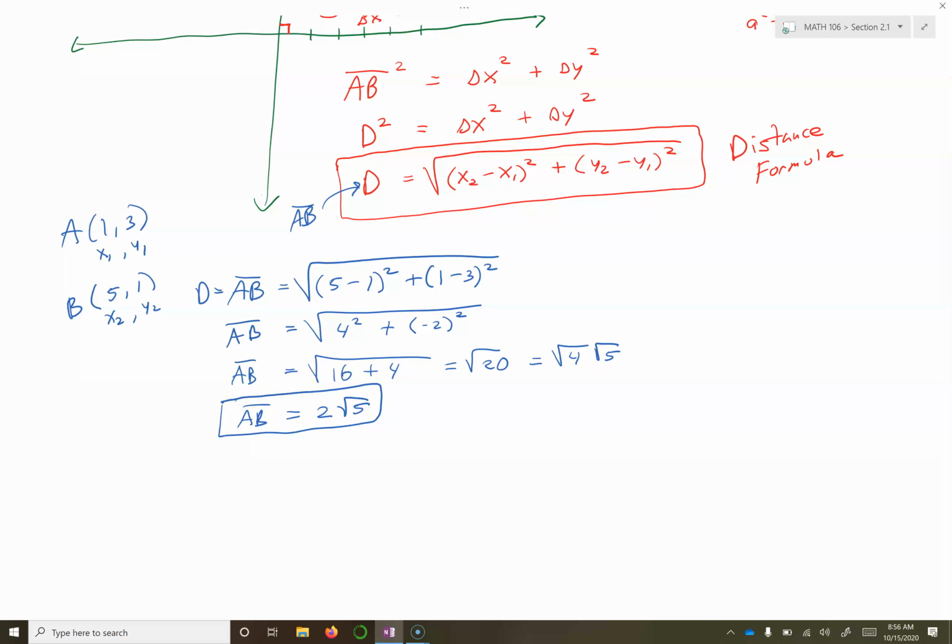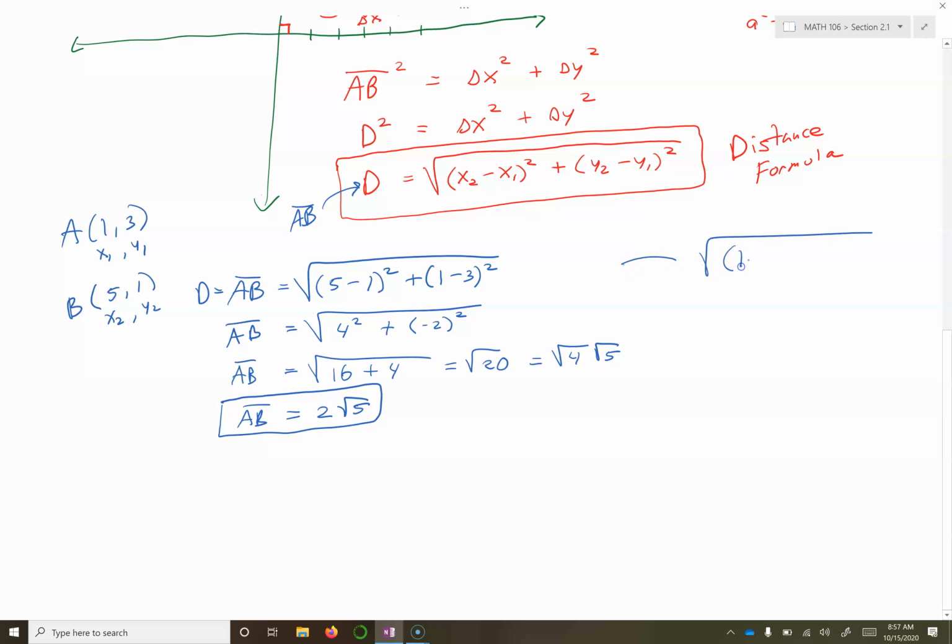All right. Hopefully this is probably a review. I'm sure at some point in your lives you've done the distance formula. Now, one question that comes up a lot is, what if you labeled the A point x2 and y2 and then labeled the B point x1 and y1? Does it make a difference? Do you think it would make a difference? It wouldn't, right?